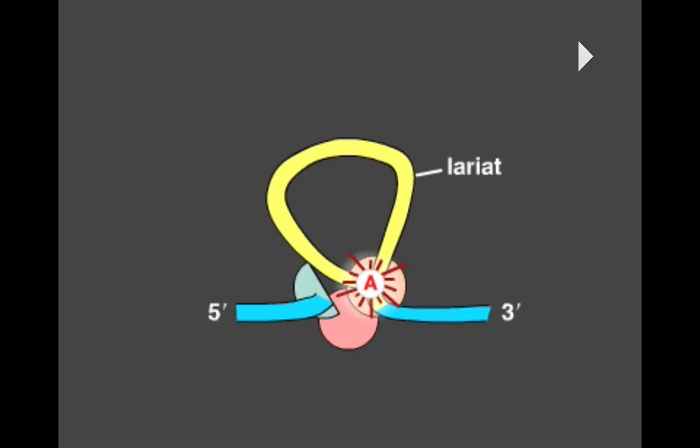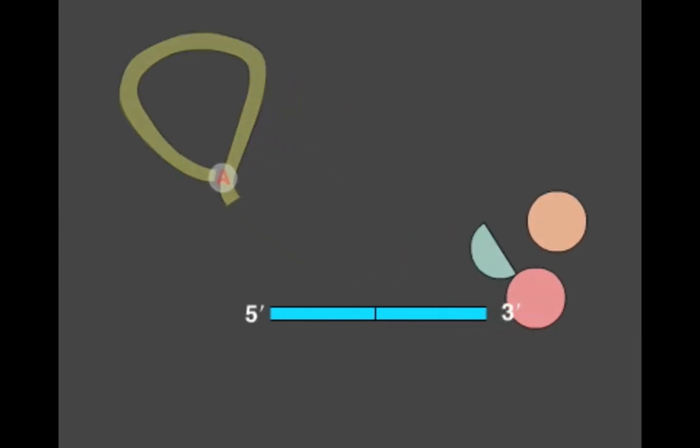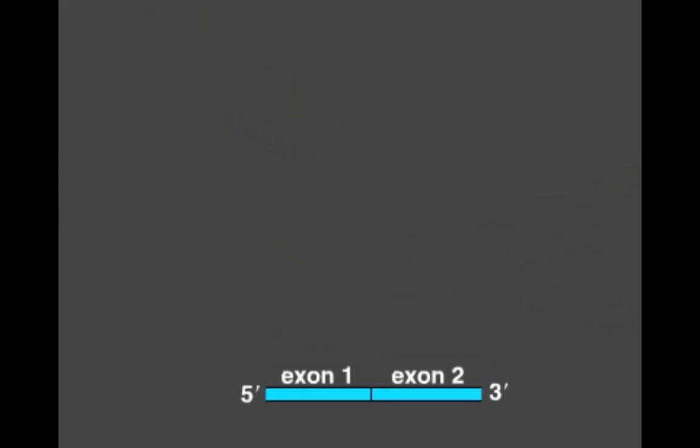The spliceosome rearranges to bring together the exons, allowing the 3' hydroxyl group of the first exon to react with the 5' end of the other. After the two exons are joined into a continuous sequence, the lariat is released and degraded. So now you have a continuous mRNA after splicing.